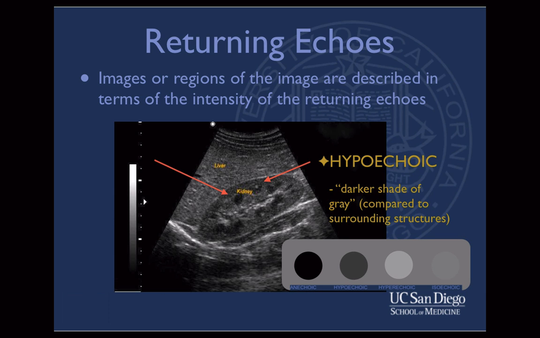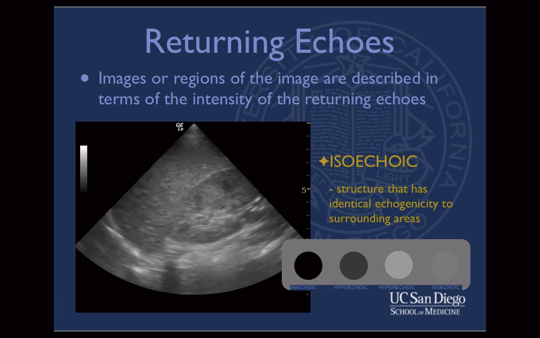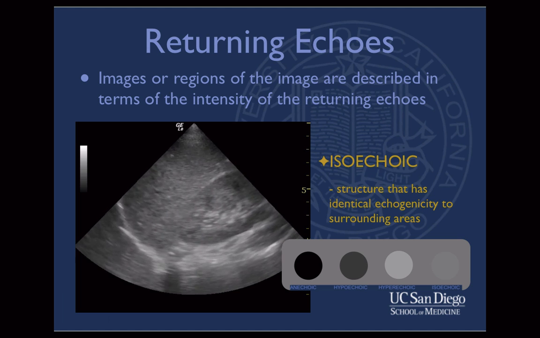The term hypoechoic is a relative term which refers to a structure that is a darker shade of gray compared to its surroundings. The term hyperechoic is a relative term which refers to a structure that is a brighter shade of gray compared to its surroundings. If a structure is isoechoic, it is of identical echogenicity to the surrounding area.